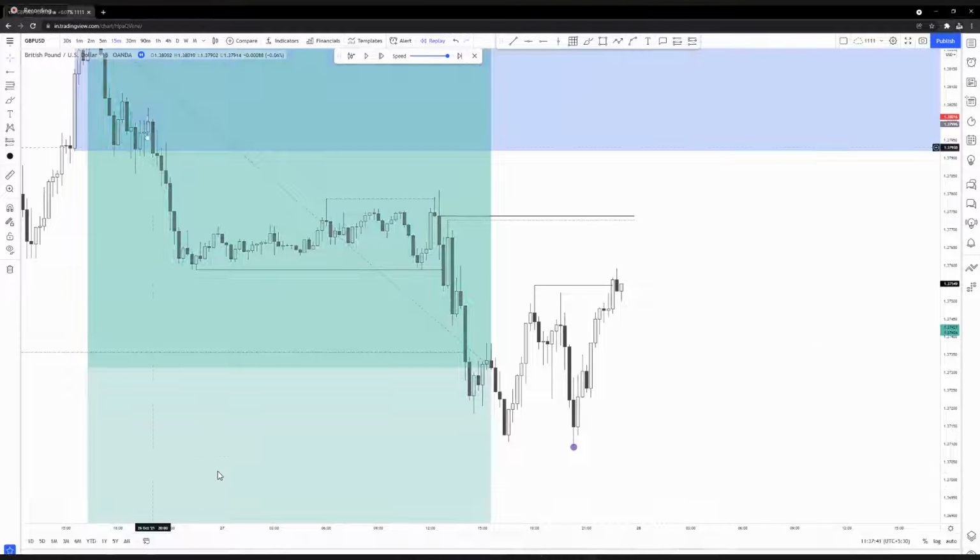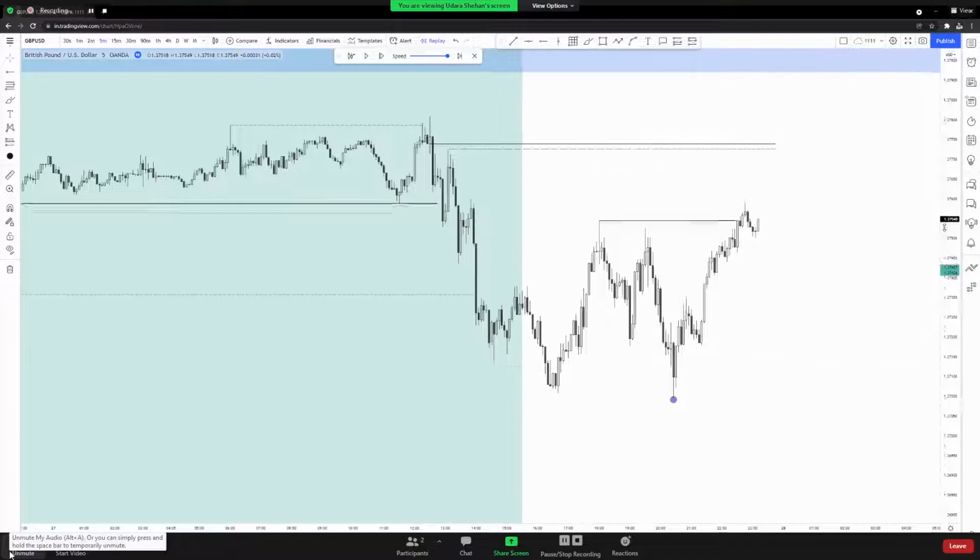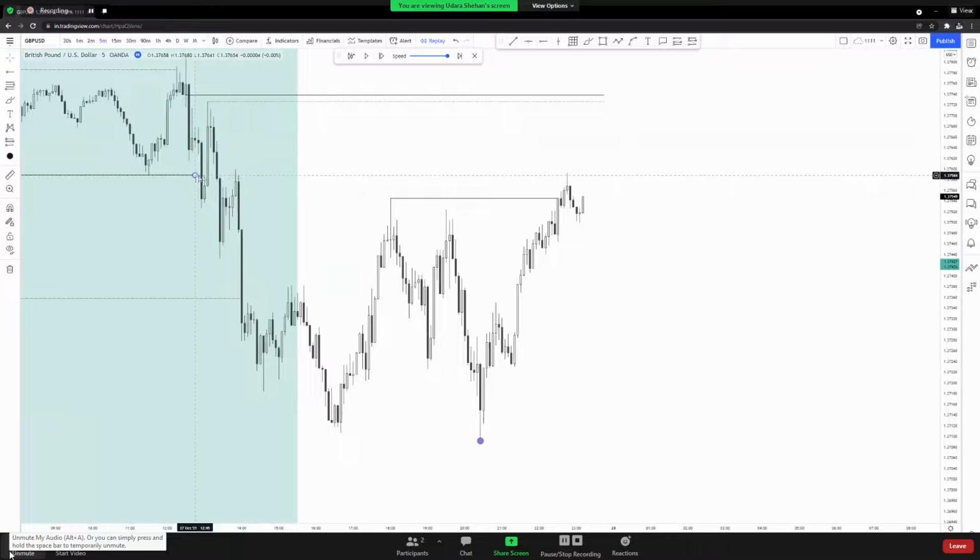And let's see if we could hedge this thing. Let's see if we could take a buy to sell or something like that. That is what I always do.